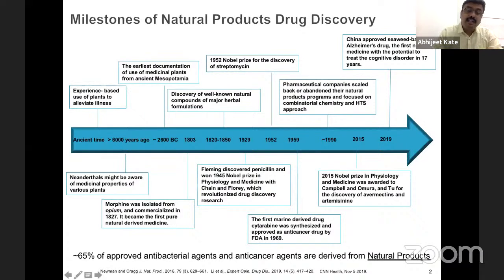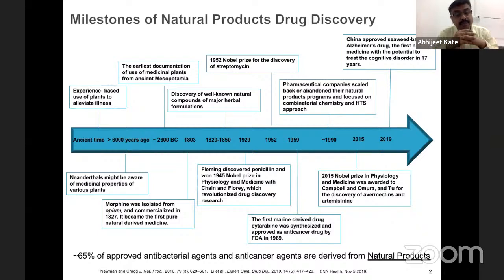However, since 1990, the pharmaceutical companies have started thinking about curtailing down natural product research. Curtailing down means they were not ready to invest more in natural product research. The reasons, there are several reasons, in my subsequent slides I think we will discuss them in detail.